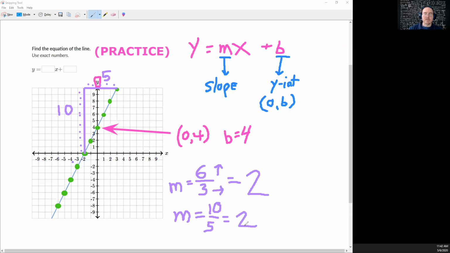So what I'm proving there is it does not matter which 2 dots, as long as they are on actual coordinates, everything's going to work out fine. So what's the answer? Well, if m is equal to 2, that'd be y equals 2x, and then my b was 4, plus 4. So that would be my equation.